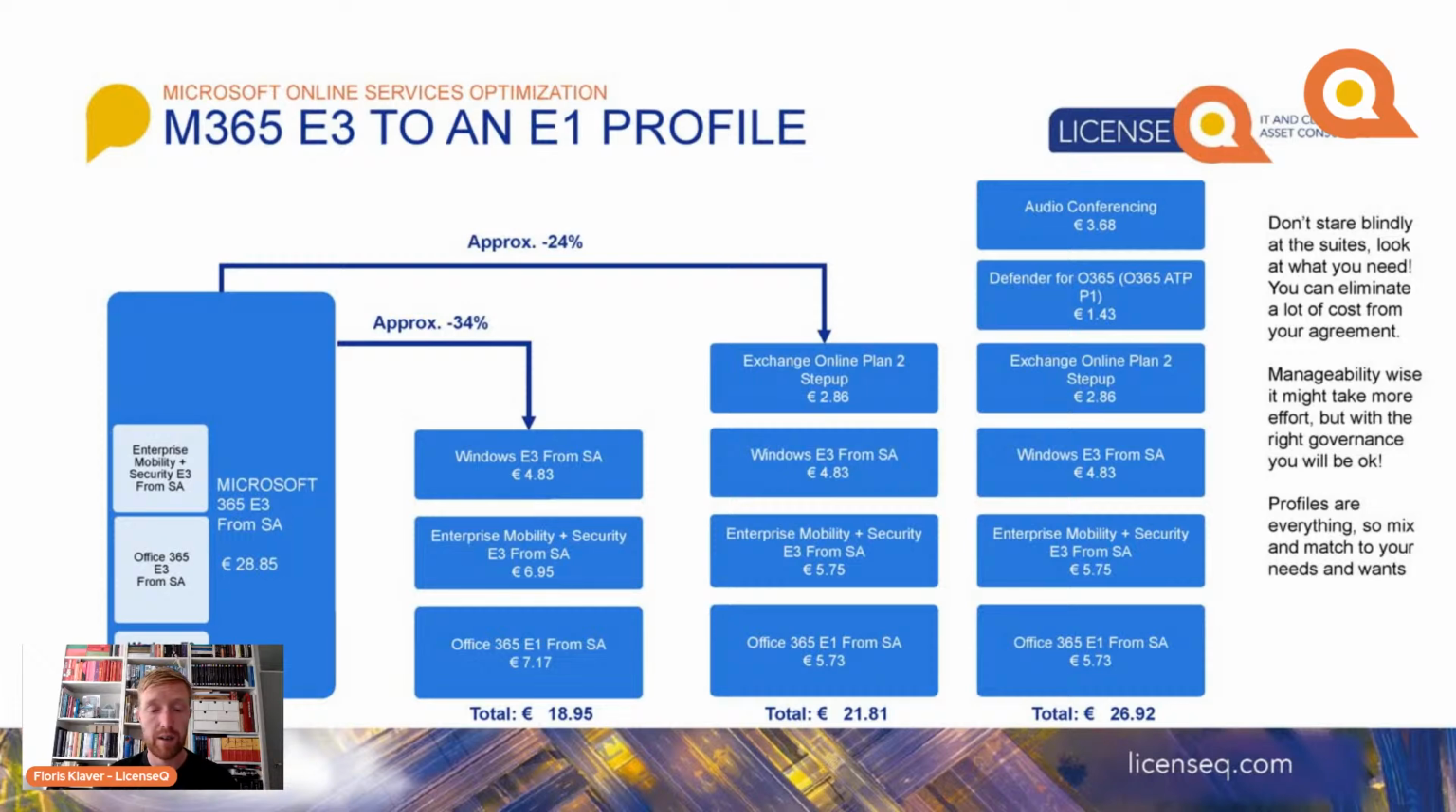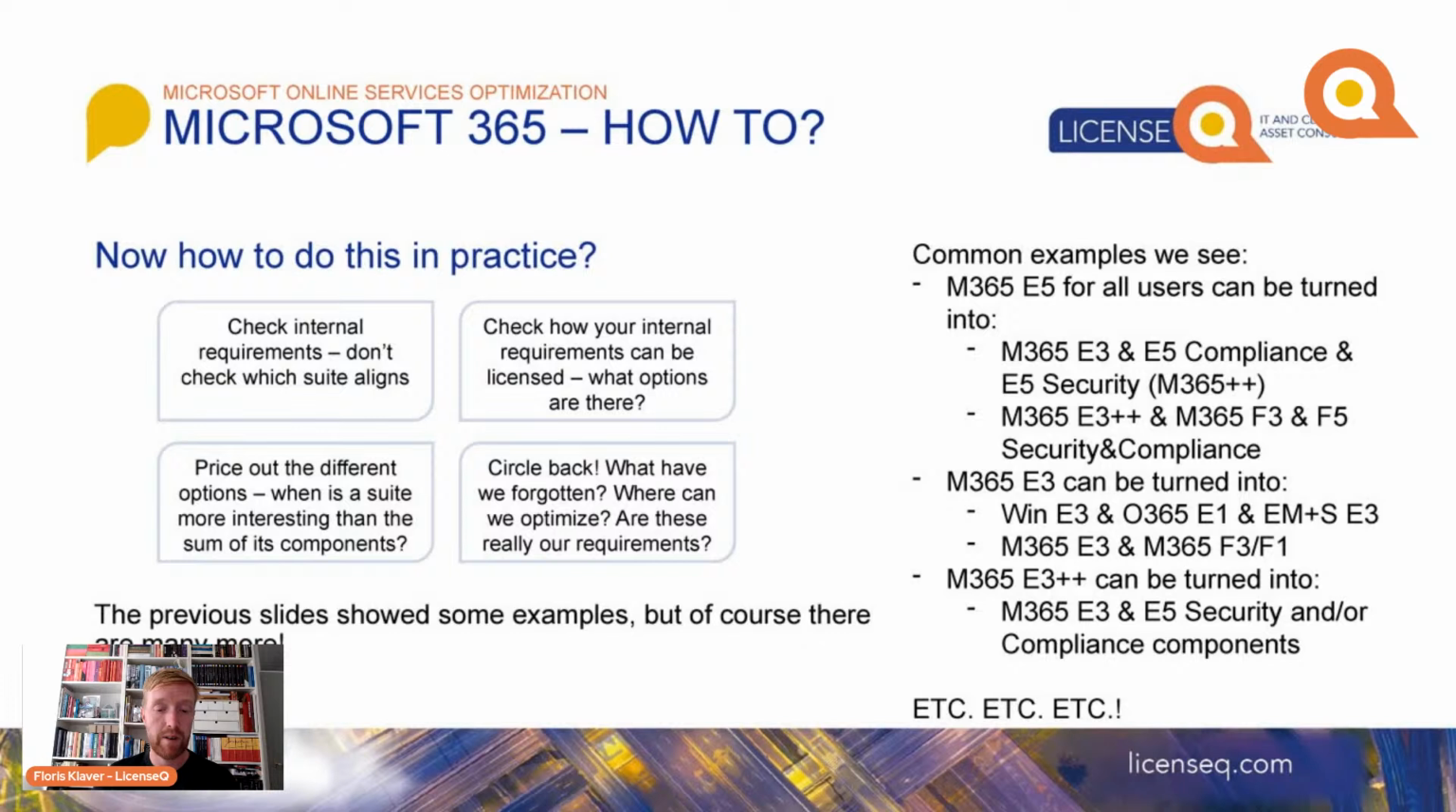Check what users need what functionality. So we have a quick checklist of how to do this in practice. First, it starts with your requirements. You need to know what your requirements are. Don't just blindly check which suite aligns, but write down all the different requirements that you have.